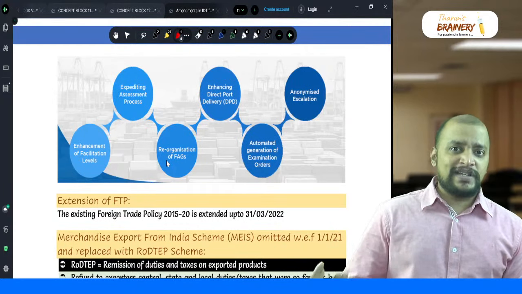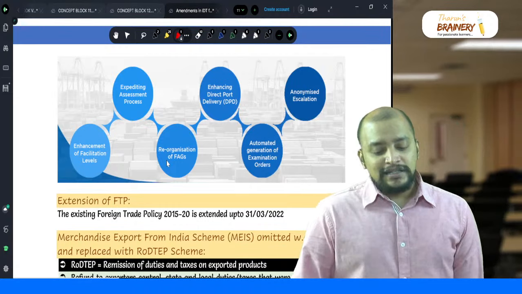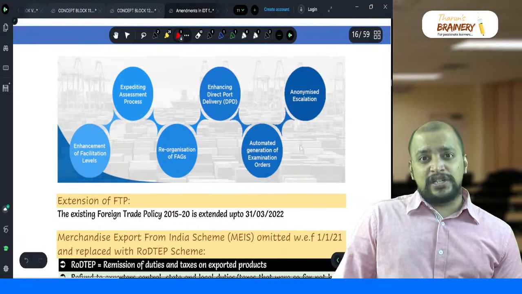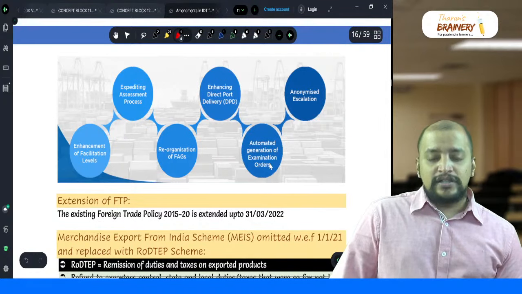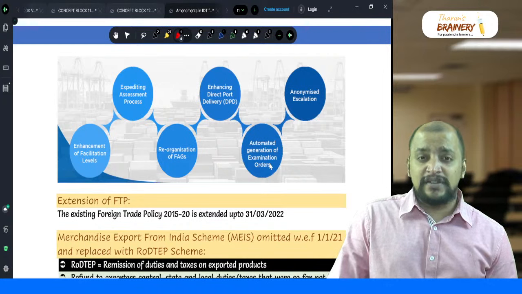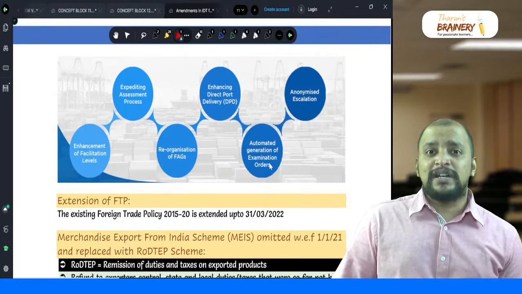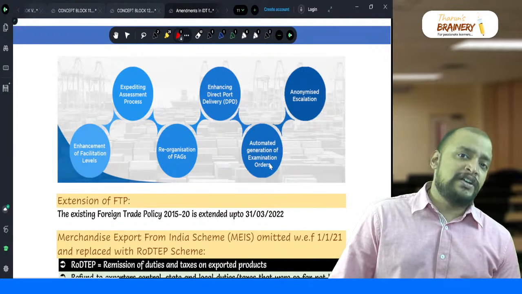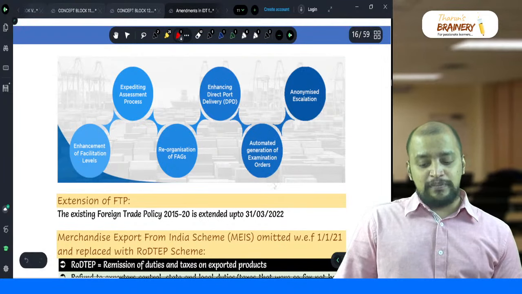So risk management systems, we call it as a group. Then enhancing direct port delivery, automated generation of examination orders. So whenever the officer is of the opinion that the bill of entry has a value which is not correct, then automatically they will pass an examination order. So the jurisdictional customs officer will go and verify the goods and will submit the report.